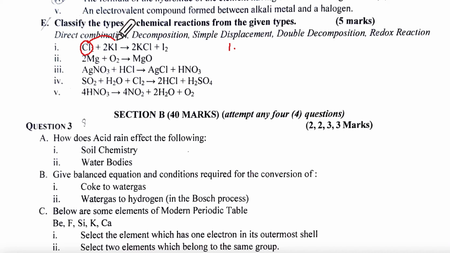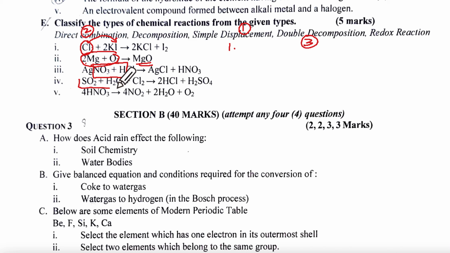Hasn't Cl2 displaced this I? So what is the first one? Simple displacement, correct? Displacement. Now here what is this? This is combining these two and giving you only one. So it is direct combination. Correct. What is this? Can you see what has happened? Double decomposition. Correct.